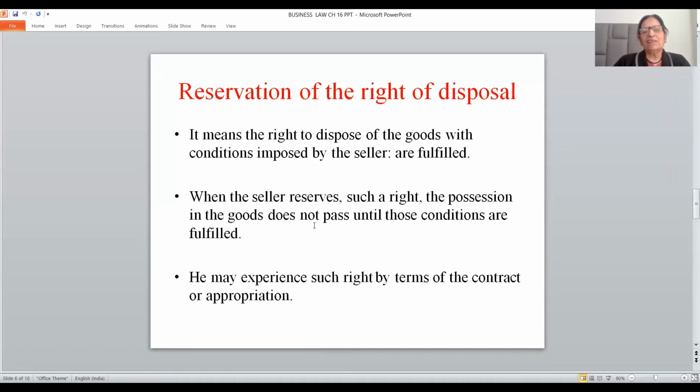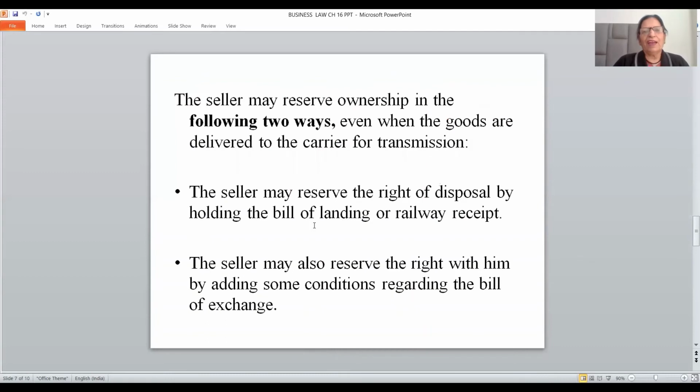When the seller reserves such a right, the possession in the goods does not pass until these conditions are fulfilled. He may exercise such a right by the terms of the contract or appropriation. And now, friends, the seller may reserve the right of disposal in the following two ways. How can he reserve the right to dispose of the goods, even when the goods are delivered to a courier for transmission?